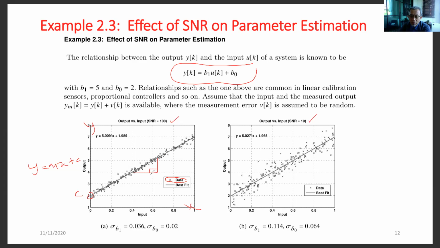But if you look to the right, where the signal to noise ratio is equal to 10, the data start not to follow the proposed estimated line. The data is everywhere in this quadrant, far away from the best fit line that we propose, although we are using the same equation, Y is equal to mx plus c, the linear equation.